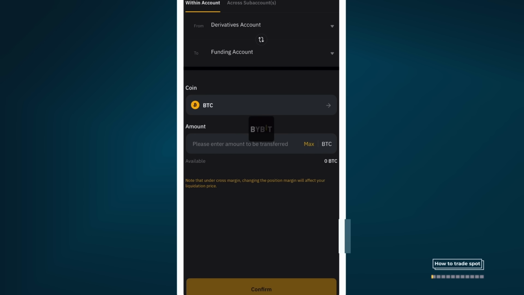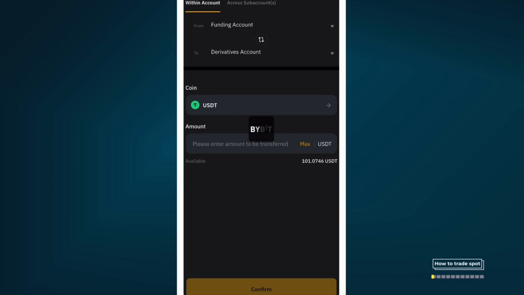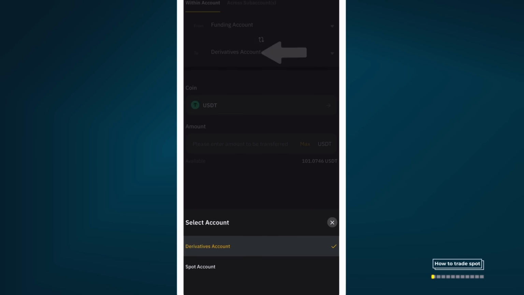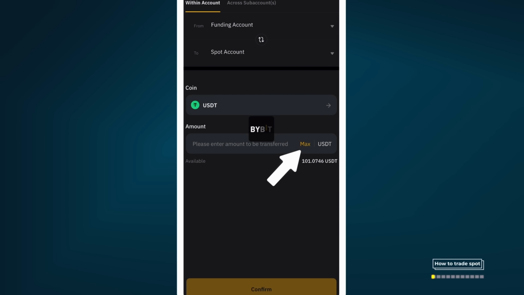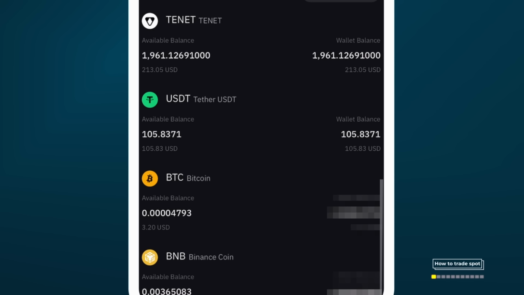And transfer it from funding. So I'll click on funding and select where it is going to go to. Spot account. I want to send everything, and click on confirm. So I already have about $4 in this spot account. If I go to my spot account now, you can see here I have $105. So my spot account is funded. I can now go ahead and trade spot.